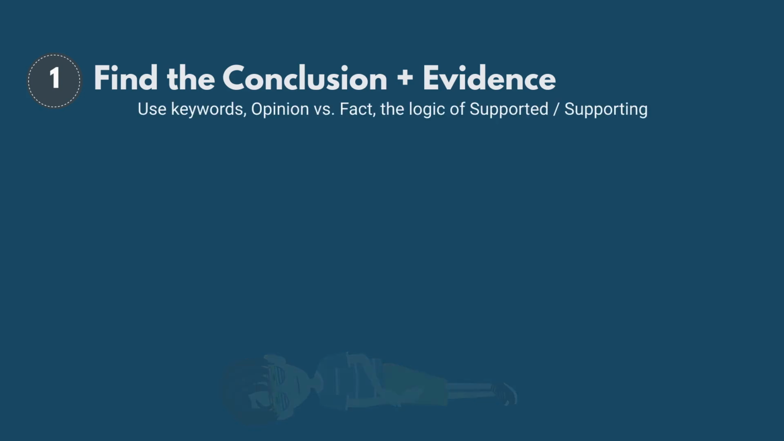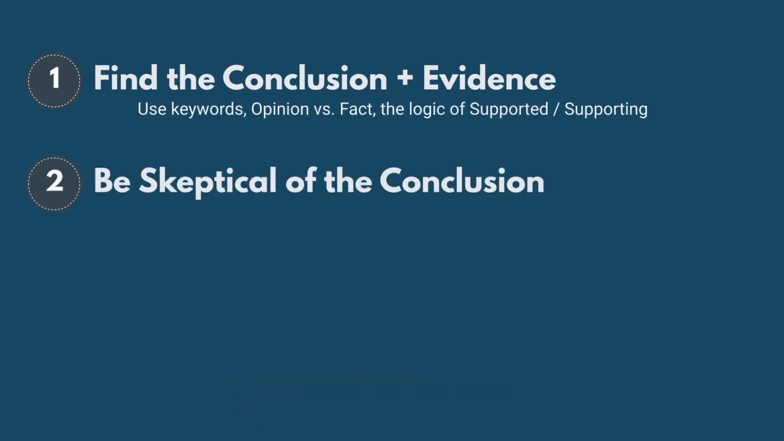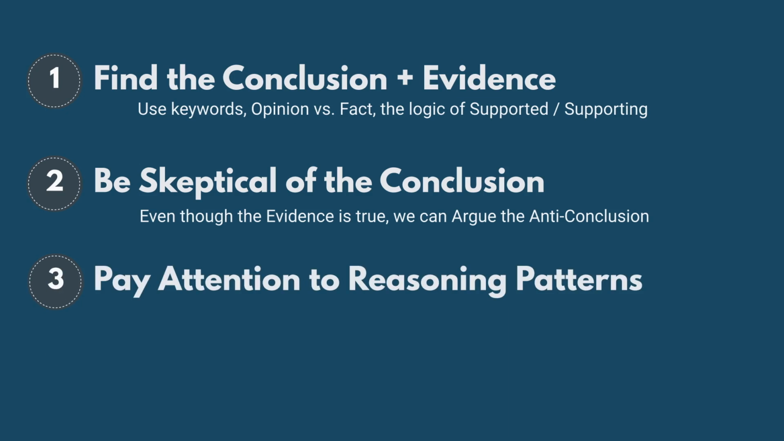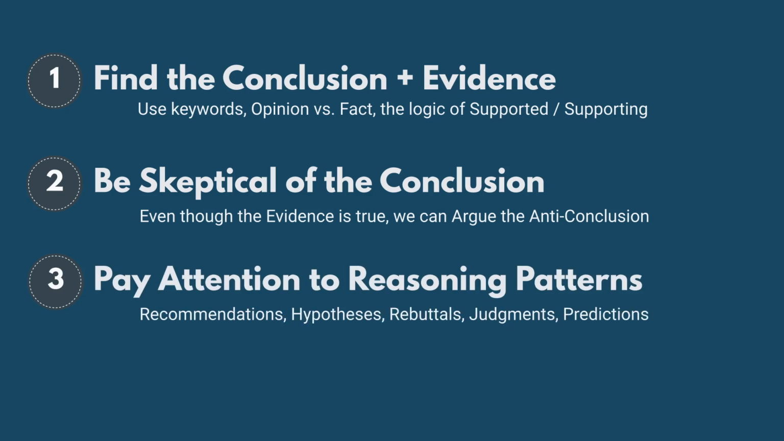Here are the small goals to focus on. Find the conclusion in the evidence. Use keywords, use opinion versus fact, which idea is supporting the other. Then start trying to be skeptical of the conclusion. Even though this evidence is true, how can I still argue that the conclusion isn't? And start trying to pay attention to reasoning patterns. What kind of conclusion is it? Am I fighting a recommendation, a hypothesis, a rebuttal, a prediction?